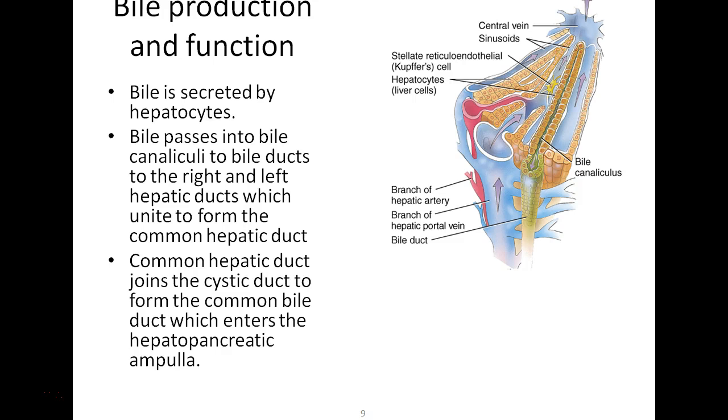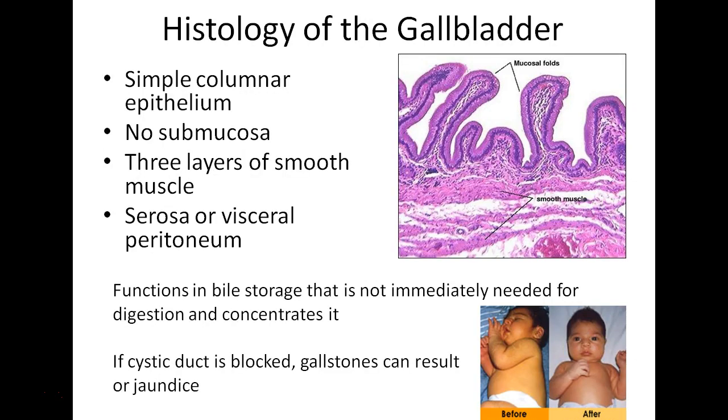Upon closer inspection, this slide shows bile production and bile function. And this bile is secreted by hepatocytes. And notice that the bile passes into the bile canaliculi to bile ducts, and this is all coming from the sinusoids within the lobule of the liver. Bile is an alkaline fluid, and its function is the mechanical digestion of lipids.